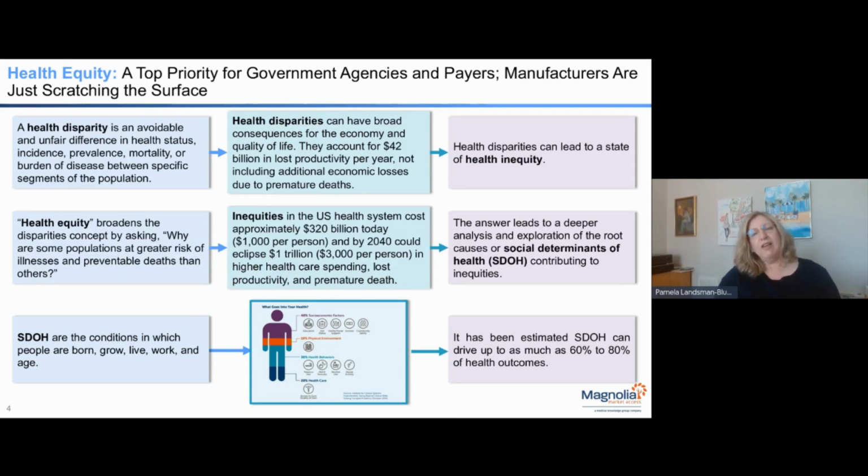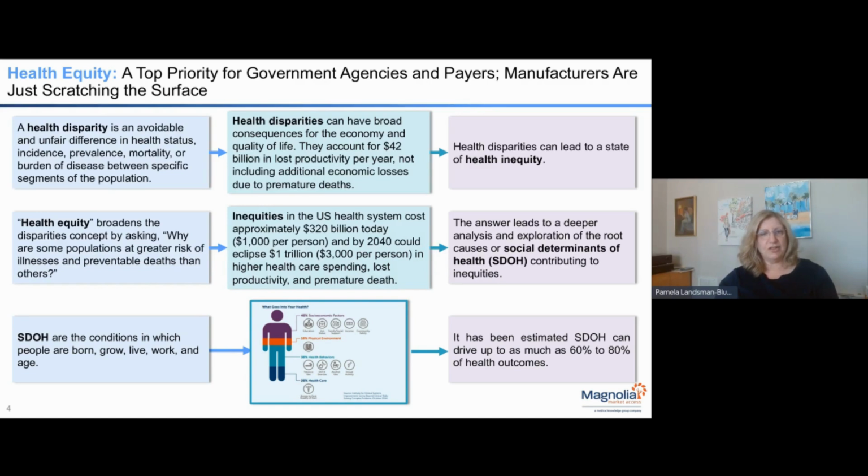Now, a health disparity can then lead to health inequity. Health equity broadens the disparities concept to ask, why are some populations at greater risk of diseases and preventable deaths than others? Inequities in the US cost about $1,000 per person today. And by 2040, it's going to triple to $3,000 per person, or $1 trillion in higher healthcare spending, lost productivity, and premature death.